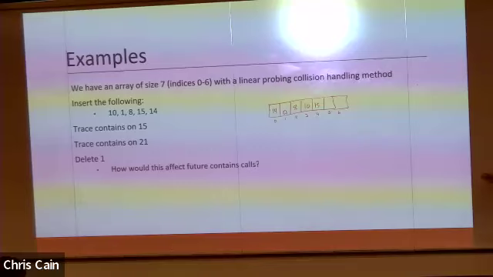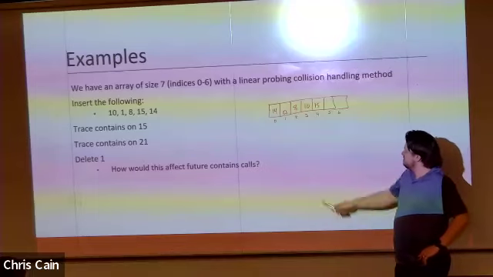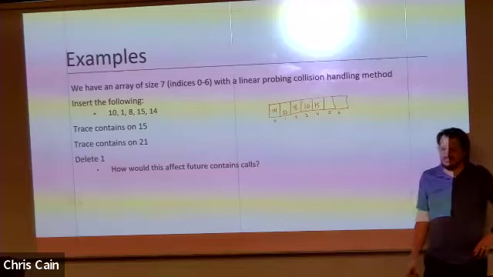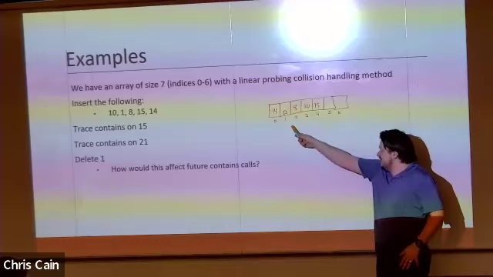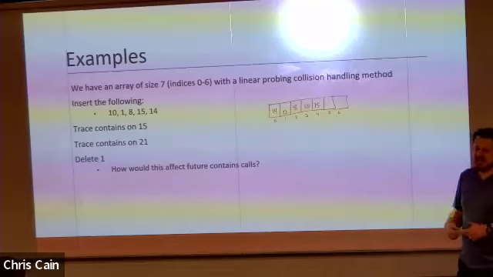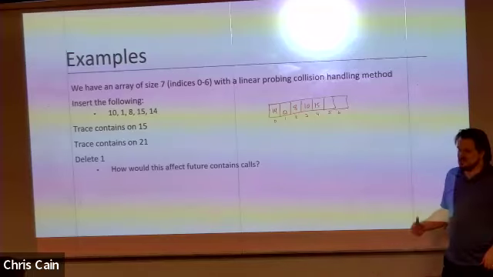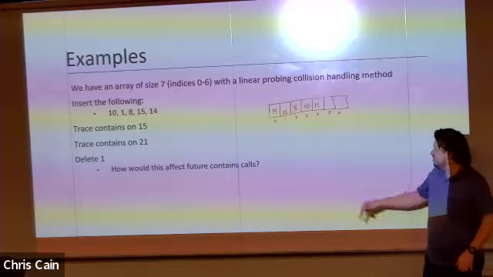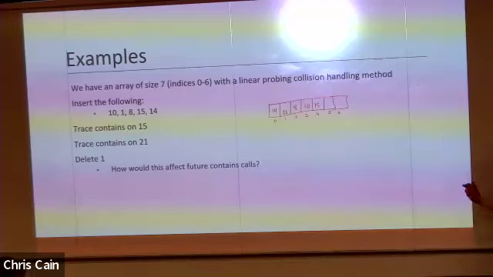So how does this affect future contains calls? Because we have other elements in here that did hash to 1, right? 8 hashed to 1. 15 hashed to 1. So there are some contains where we want to make sure that we can access and return true that this hash table contains that. So it's very important that we put that tombstone there, because that tells us to continue looking, rather than what we saw when we were looking for 21, where we saw this 5 without a tombstone that said, you're done. It's guaranteed to not be in the table.